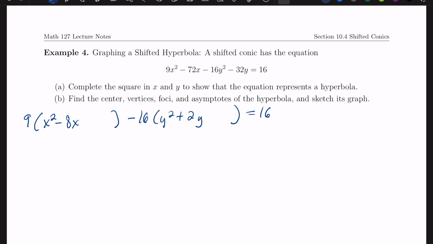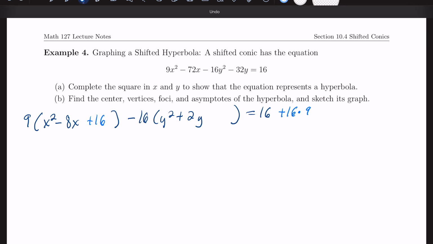Now we're going to complete both squares, and I'm going to do this in a different color just to be very clear. Here, half of negative 8 is negative 4. Negative 4 squared is a positive 16. What I add to one side, I must add to the other. So I'm going to add 16 to it. But I also must multiply by this 9, because if I add 16 inside the parentheses, I'm really adding 9 times that 16.